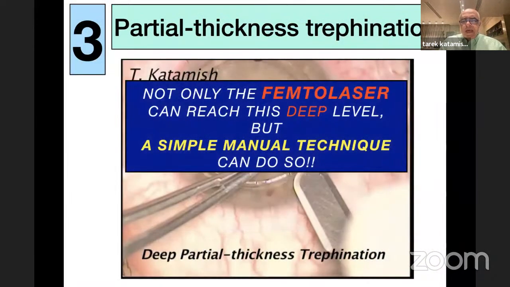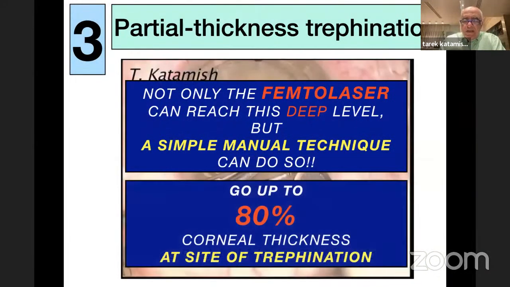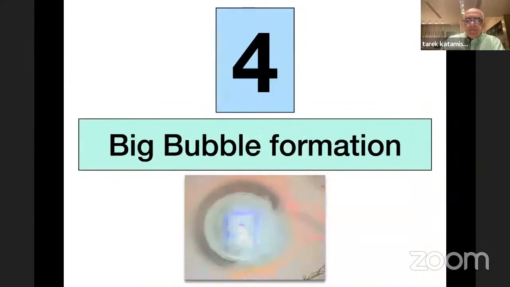So as I always say, not only the femtosecond laser can reach this deep level, but a simple manual technique can do so. My advice is to go up to 85% or 80% of the corneal thickness, again, at the site of trephination. We come now to the fourth step of the operation, which is the major step, the big bubble.